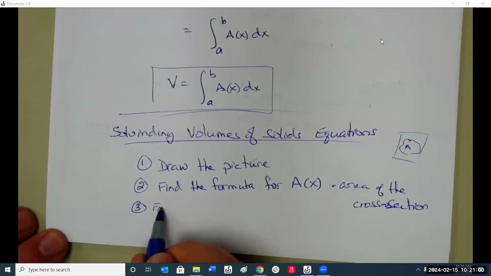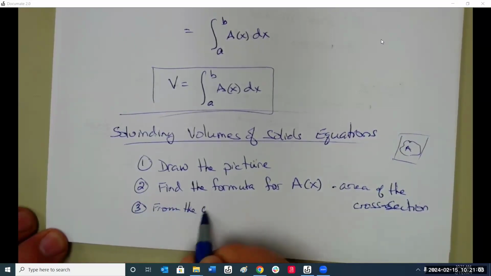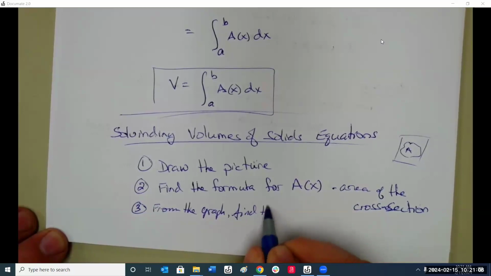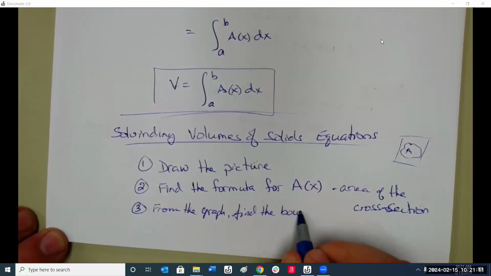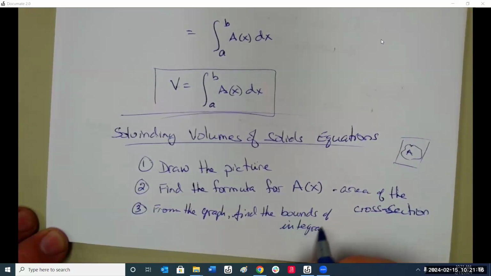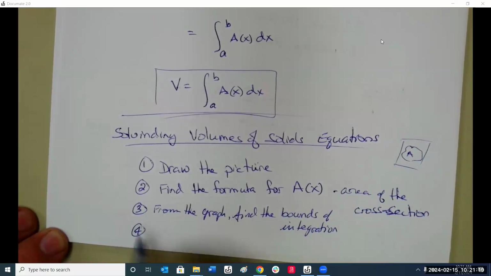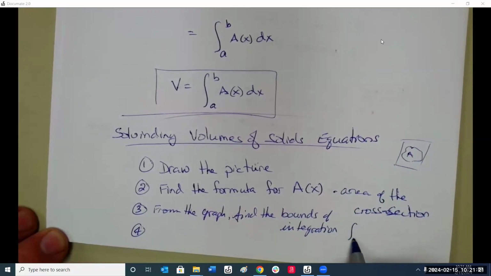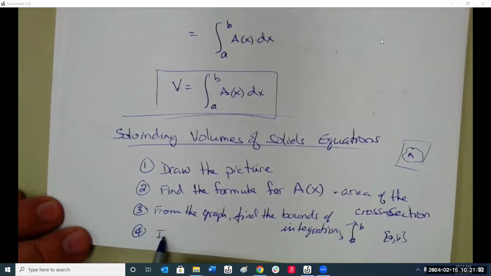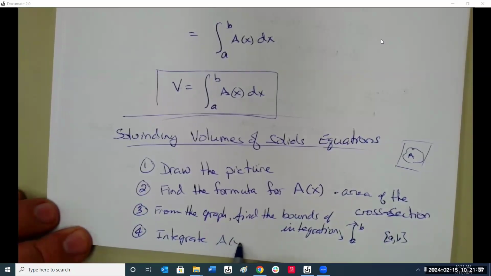From the graph, find the bounds of integration, or what domain you're on, and integrate A of x.